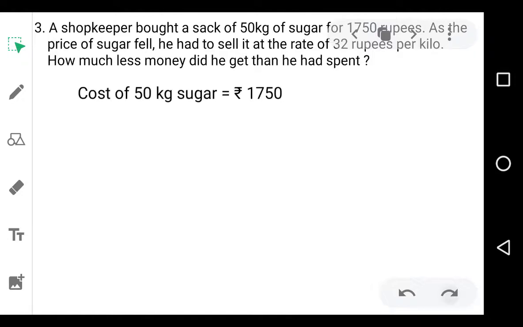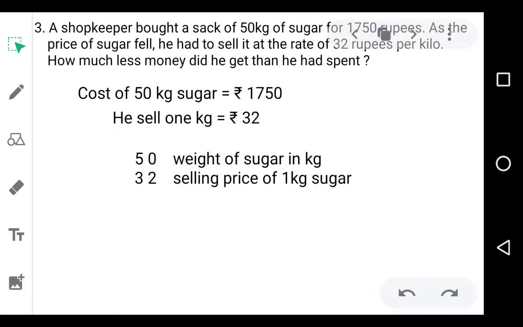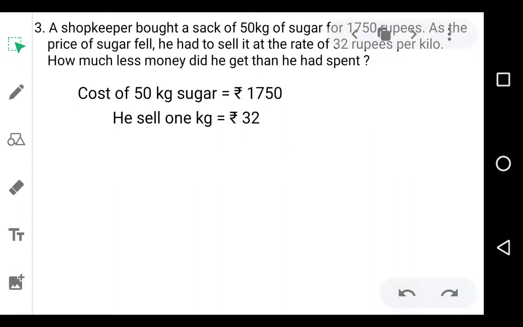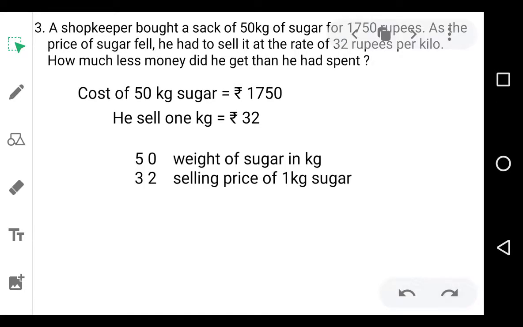So first we see the information. What we have to find? We have to find how much money did he get less than he had spent. So for that, first we have to find the selling price. First we have to find the selling price of 50 kg sugar. So for that we have to multiply 50 by 32. That means weight of sugar and selling price of 1 kg sugar.